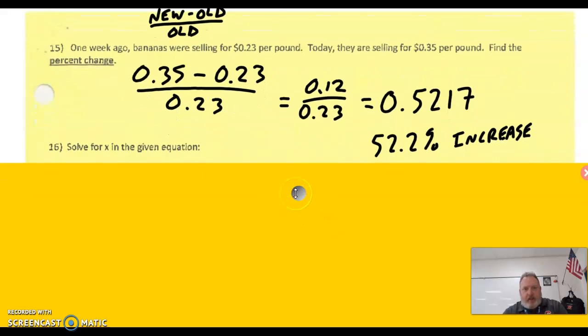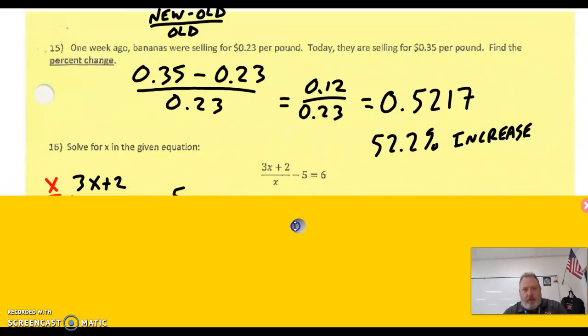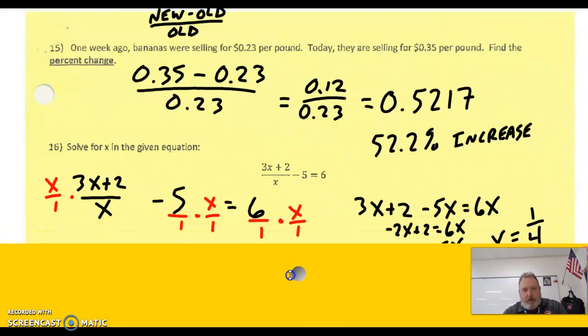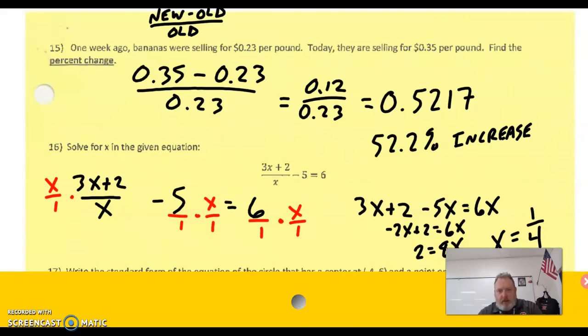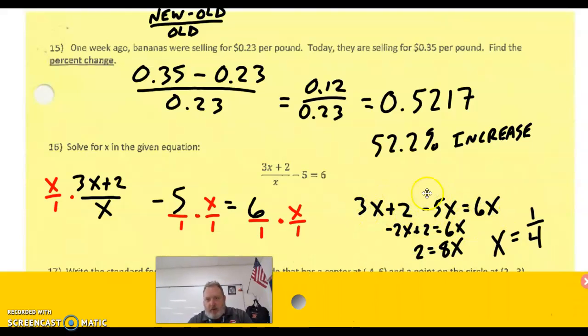All right, 16, solve for x in the given equation. So we've got a fraction here. We're going to multiply through by x first to get rid of the fraction. So you see I multiplied everything by x, and when I do that, I get this linear equation without any fractions. The x is on one side, so I got 8x equal to 2, and x is 1/4. Get the x's on one side, get the numbers on the other, and x is 1/4 or 0.25.